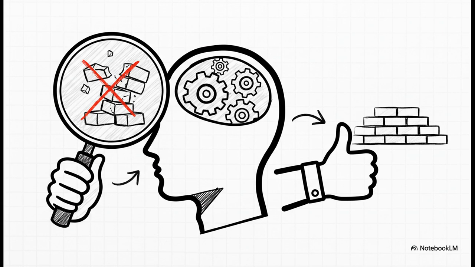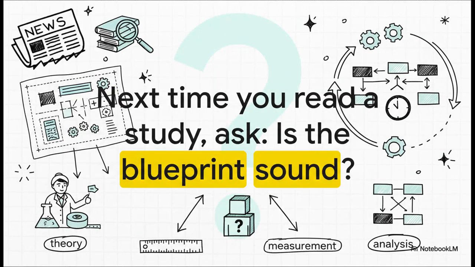And that's the real power here for you. Understanding this whole blueprint concept transforms you from a passive reader into a critical thinker. It's like having a secret key that helps you spot flawed research, and maybe even more importantly, gives you the confidence to trust high-quality findings when you see them. So here's your takeaway. From now on, next time you see a headline or read a study, just ask yourself one simple question. Is the blueprint sound? Are the theory, the measurement, and the analysis all perfectly aligned with the same subject? Now you've got the tools to figure it out.